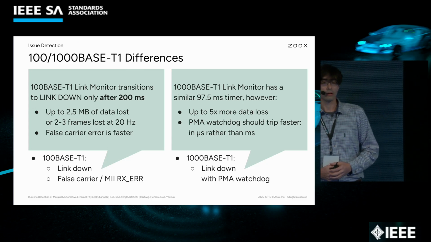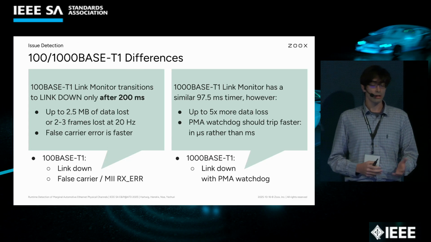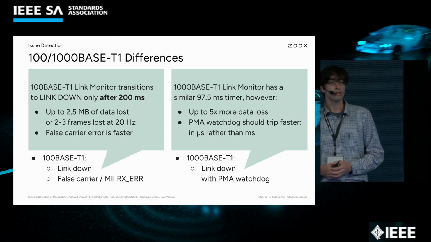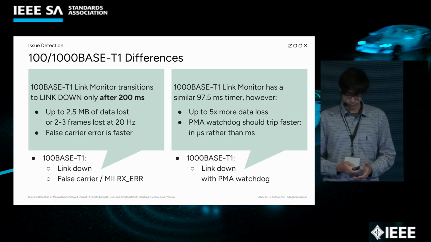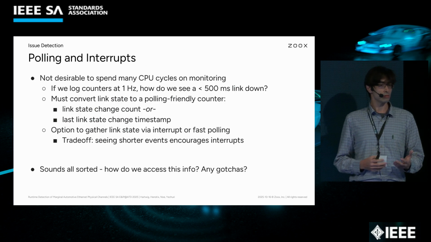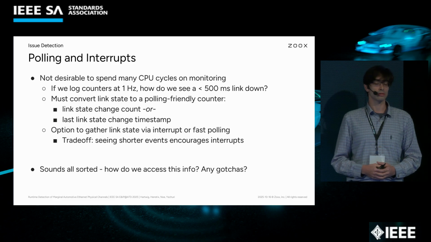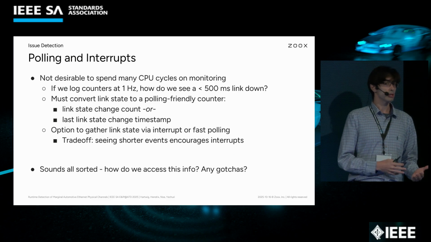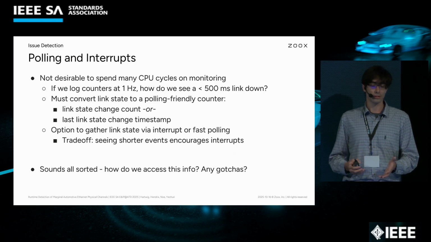The 1000BASE-T1 also has a timeout in the link state monitor. However, it also has a PMA watchdog feature, and this similarly will trip much quicker. So we really need to have prompt access to this information, which brings up a topic about how we can both get the information quickly and efficiently.